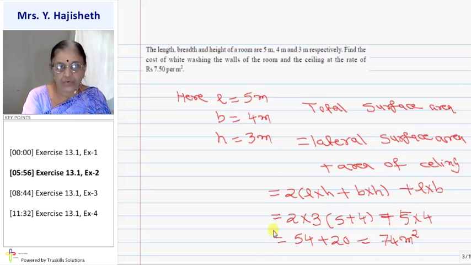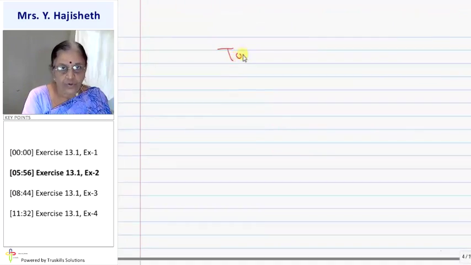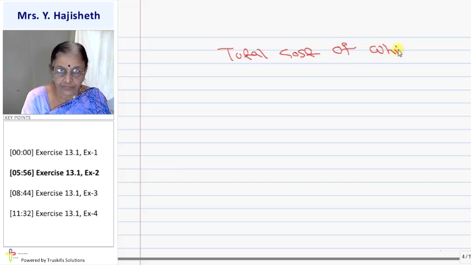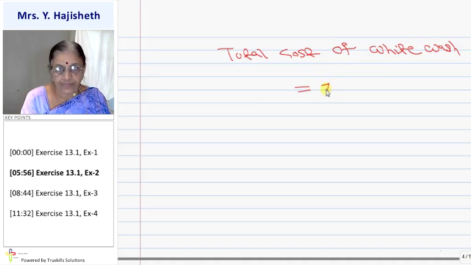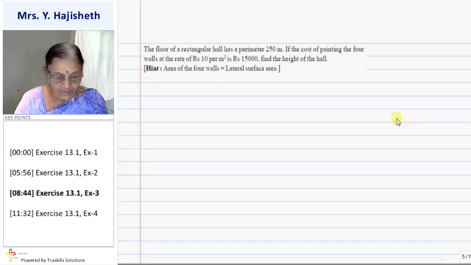Okay. Now the total cost for whitewashing. What is the total cost? It is total surface area into cost per meter square. So cost per meter square is 7.50 into total surface area to be whitewashed, which is 74 meter square. So my answer is rupees 555. Okay.